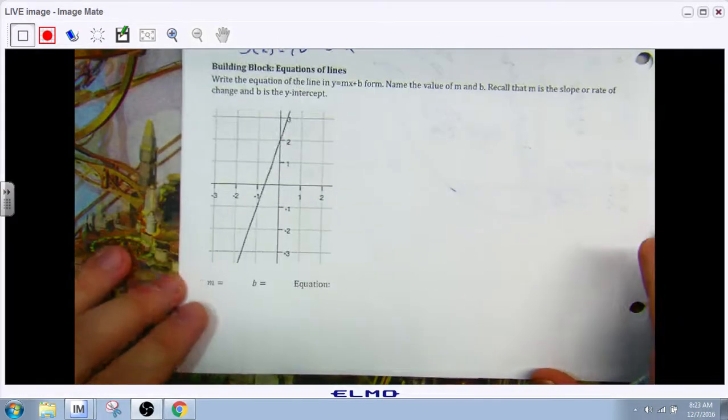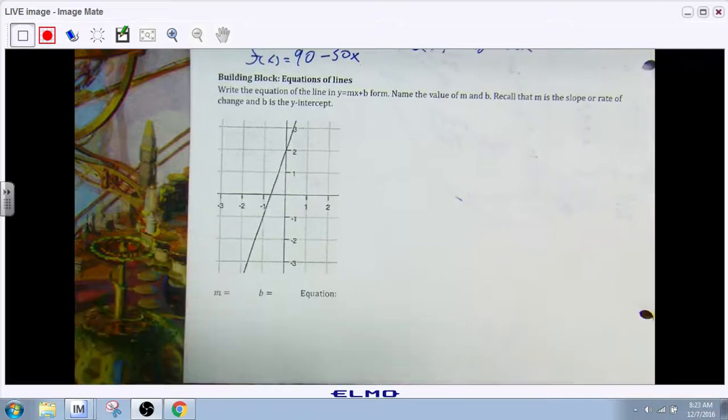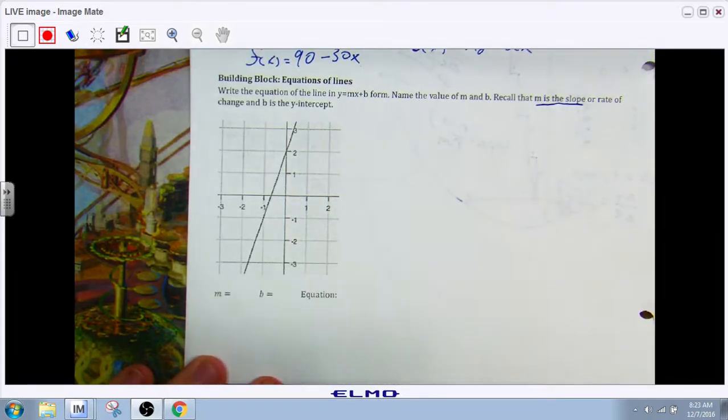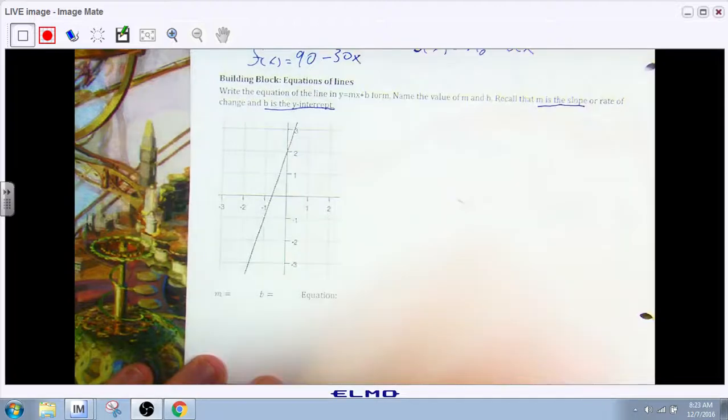Building block, the equations of a line. So I want us to write the equation of the line in y equals mx plus b form. Name the values of m and b. Recall that m is the slope and b is the y-intercept. Okay, so m is the slope.